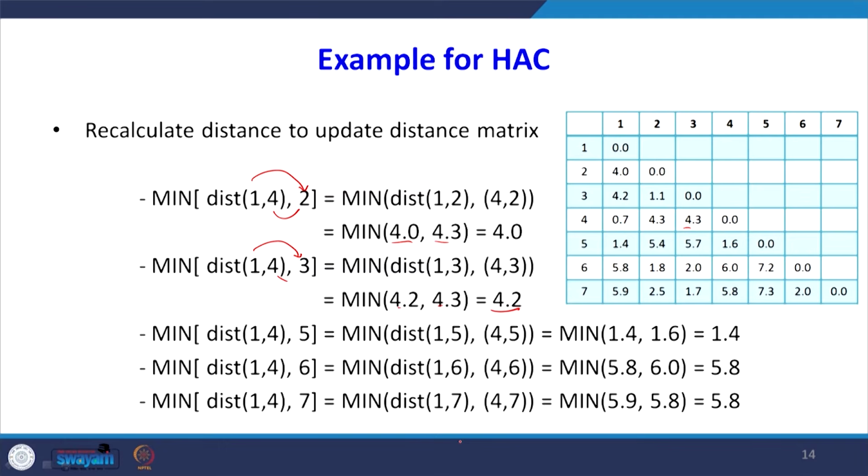Now, fourth we cannot go, already the fourth one has gone to that cluster. So we will go to fifth. So 1, 4 versus fifth object.